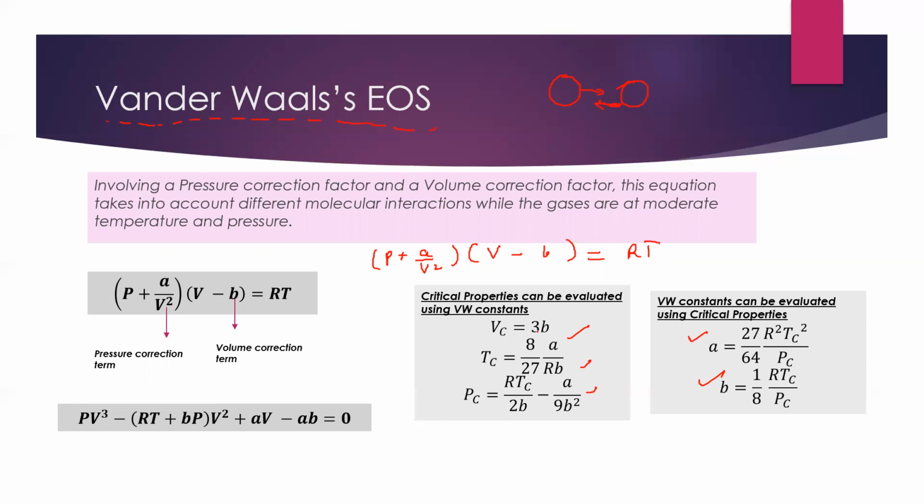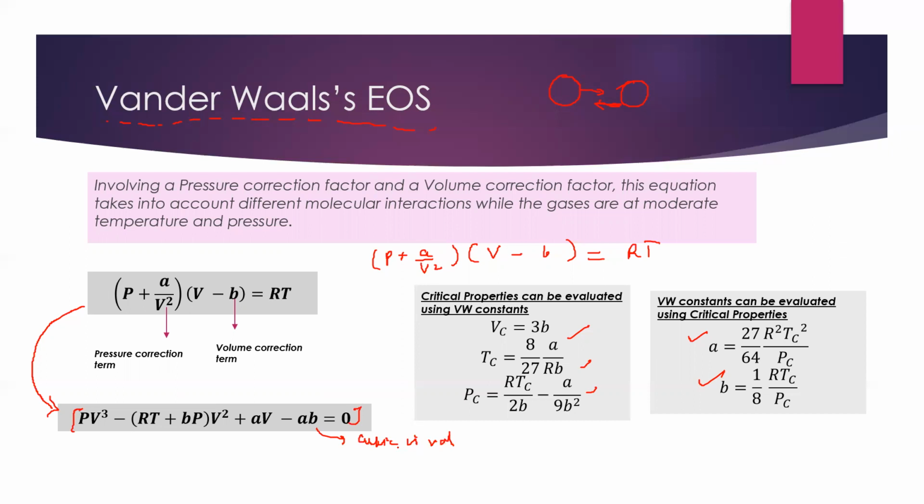Now, the main thing, the Vander Waals equation of state can be simplified and written in this form. So now this form of equation is a cubic equation in volume. This equation is cubic in volume.